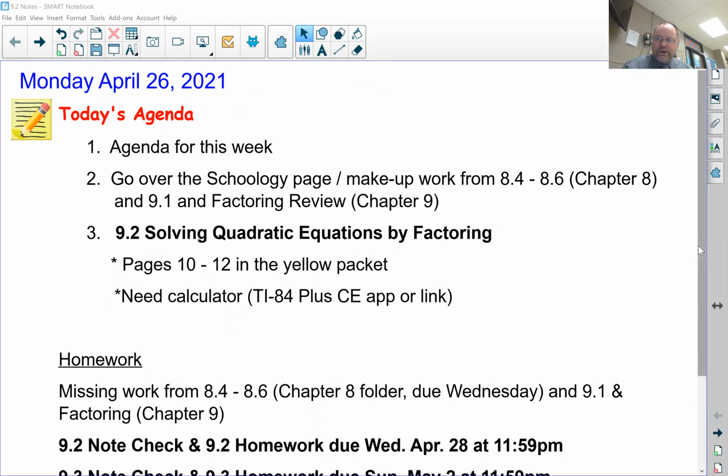I will still record and post recordings. And then obviously you are still responsible for work done both in Monday's class and in Thursday's class. So this week we're going to take a look at 9.2, solving quadratic equations by factoring, and 9.3, which is solving using square roots. Actually, I think 9.3 is just simplifying square roots.